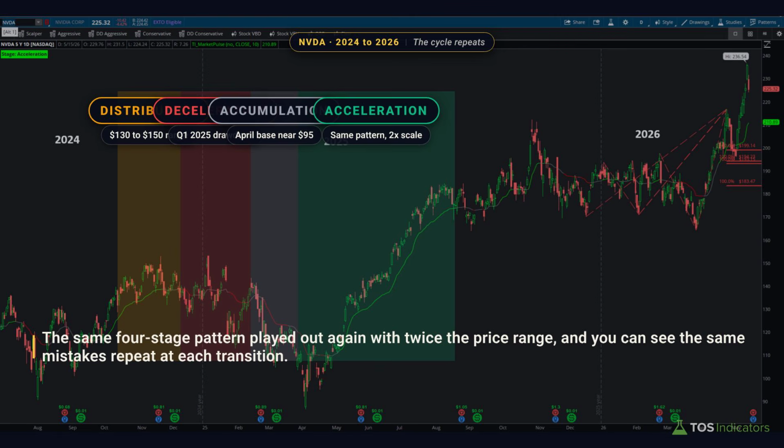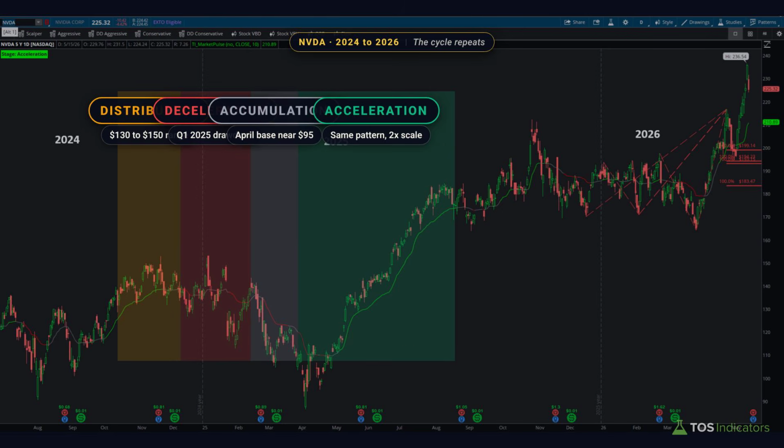The same 4 stages, again, just larger numbers now that NVIDIA is a little bit bigger. Now let's look at Tesla. Tesla through 2024 and 2025 tells a similar story.